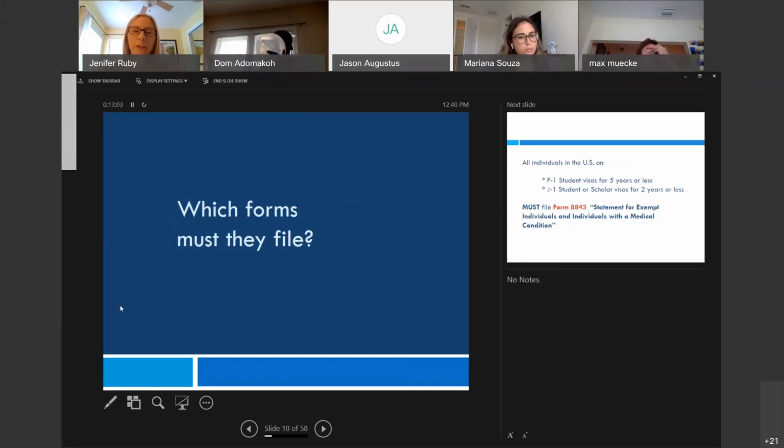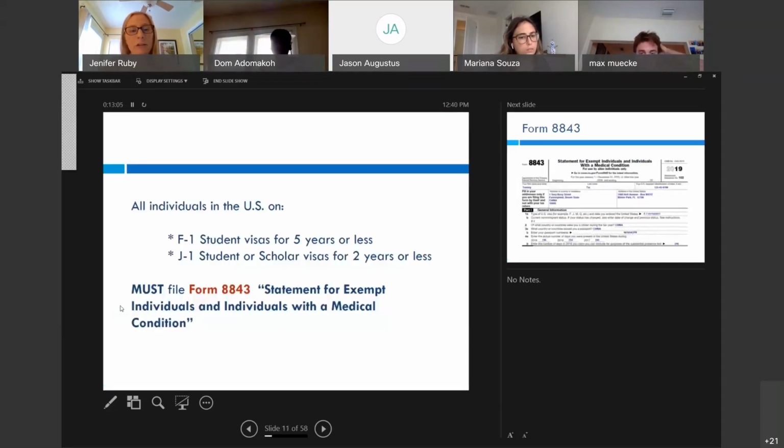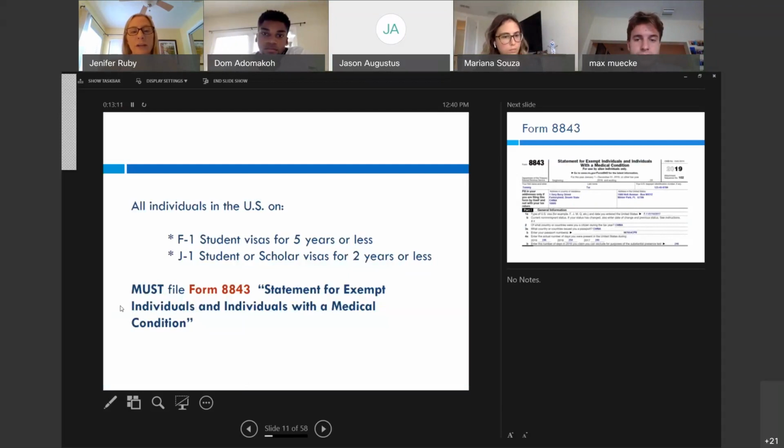The first one we're going to look at applies to all individuals on F1 visas here in the US for 5 years or less, or J1 students or scholars in the US for 2 years or less. You all need to file the form 8843. So let's look at that.